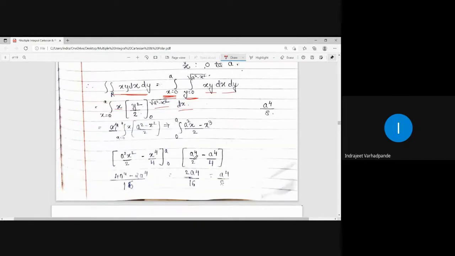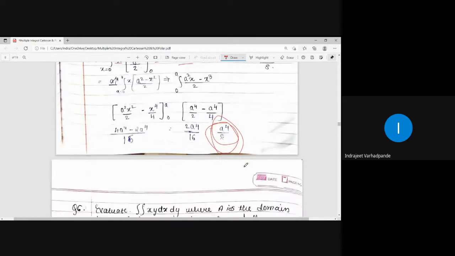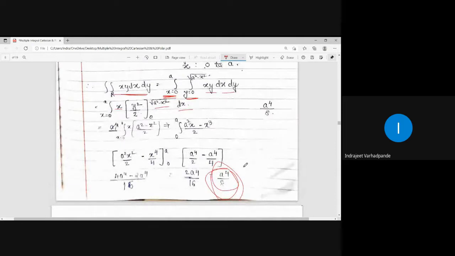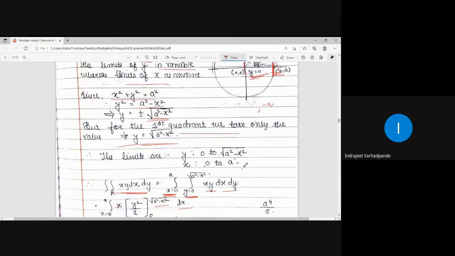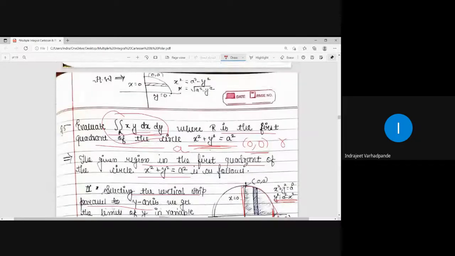Integrate with respect to x, put the limits, and your answer should come out as a to the power 4 upon 8. So the final answer in the case of this example comes out to be a to the power 4 upon 8. Homework you can try.